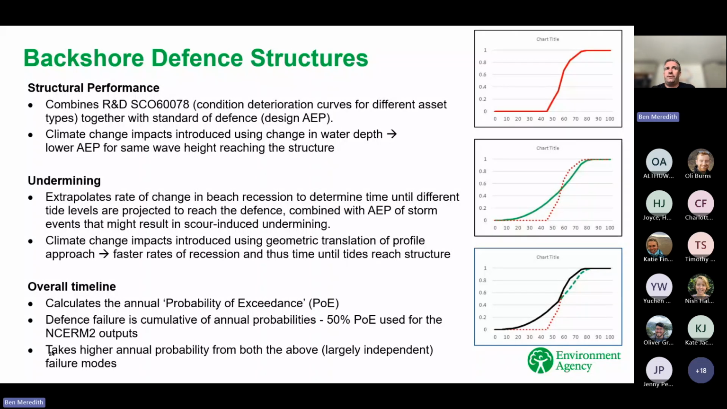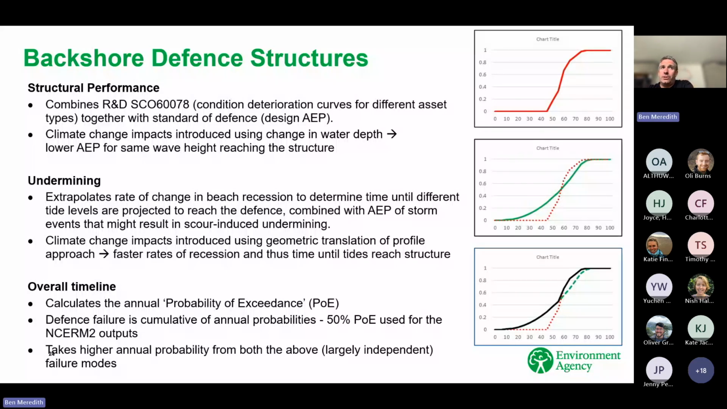So to apply the failure mechanisms to the defence assets, we used a variety of methods. For structural performance, published deterioration curves were used to obtain the estimated time in which structures of different types move from one condition grade down to the next, eventually leading to failure. A translation from this reduction in condition grade to the structural performance standard was applied so that we could look at the probability of failure.